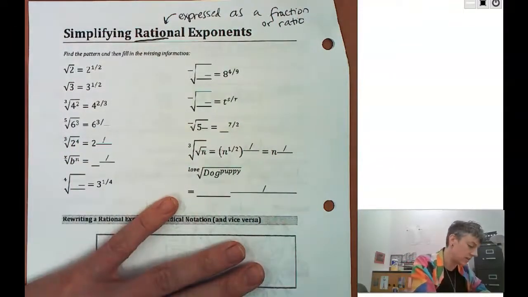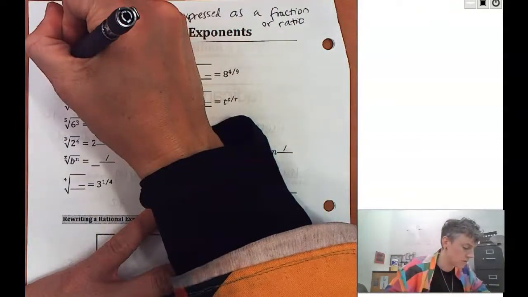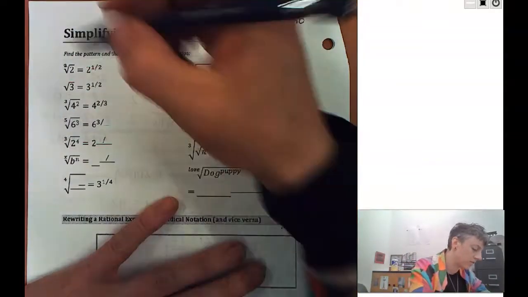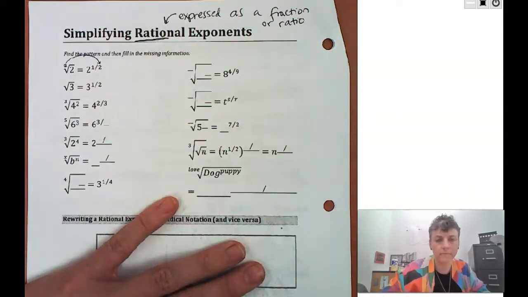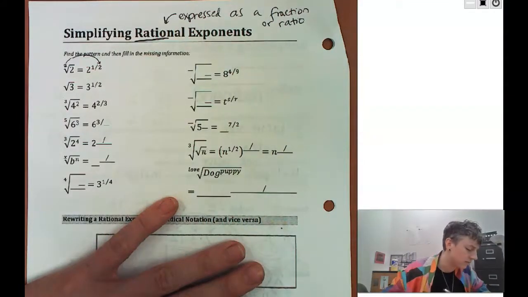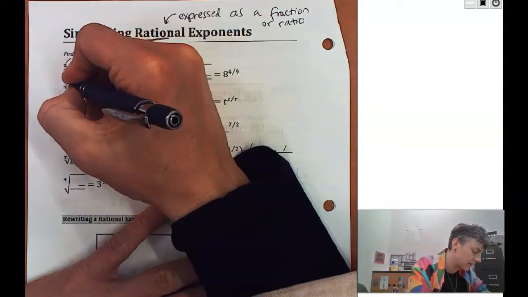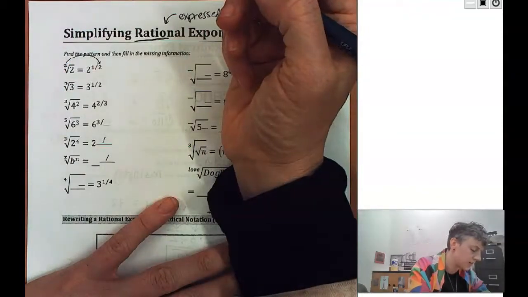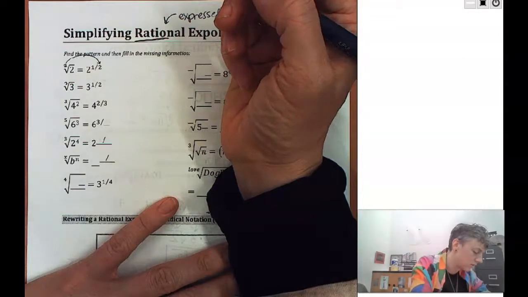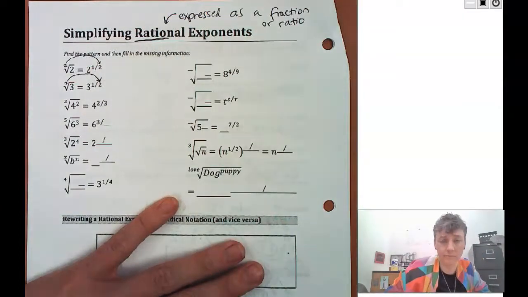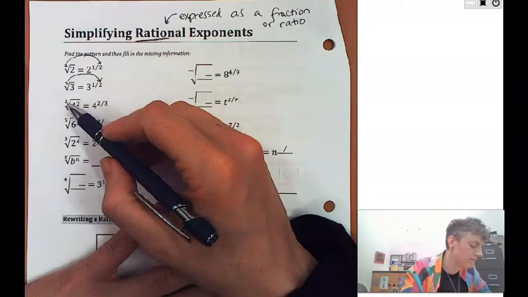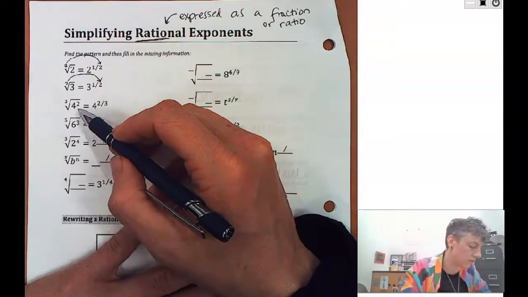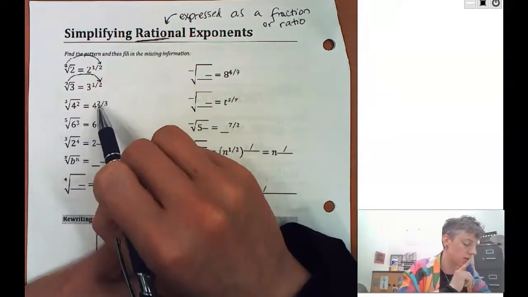Well, I know the index here is 2. So I wonder maybe if that 2 went here, but I'm not really sure where that 1 came from. Let's move on, see if we can figure it out. The square root of 3, again, that means there's a 2 as our index. I don't know where that 1 came from. Let's keep going. Okay, this says the cube root of 4 squared is equal to 4 to the 2/3.